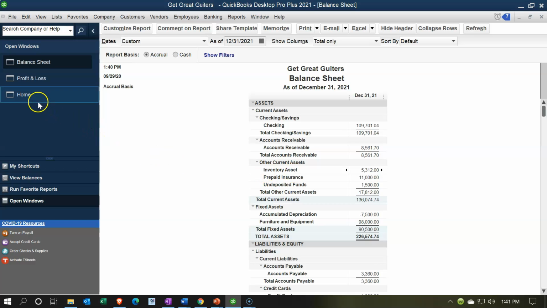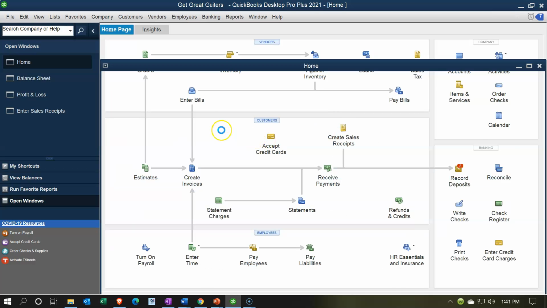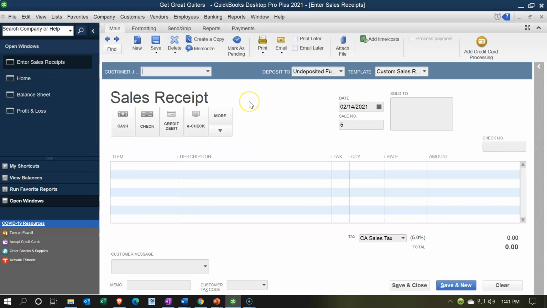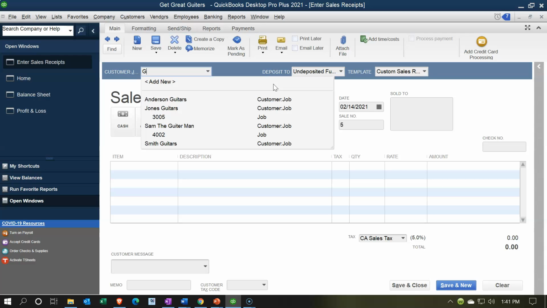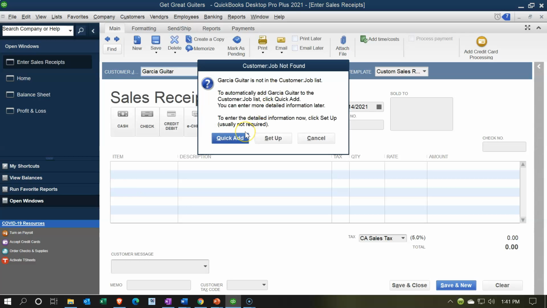Let's do it. We're going to go over to the home page. Let's enter that sales receipt. We're going to be selling something. Imagining someone came up to our cash register, and it was Garcia Guitars. Do we have them? I'm going to type in Garcia. No, we don't have Garcia yet. So Garcia Guitar. Typing that in there. Tab. We're going to quickly add Garcia in there.